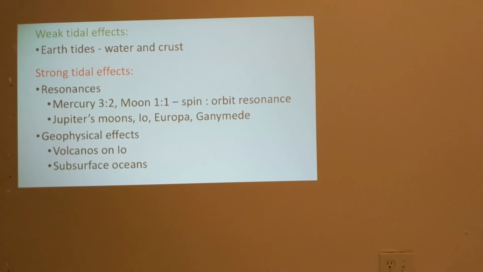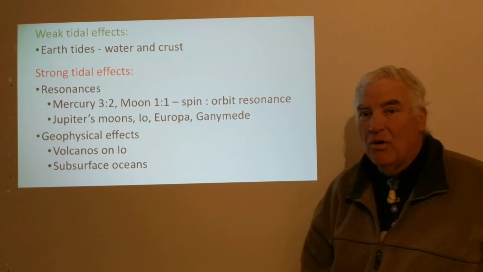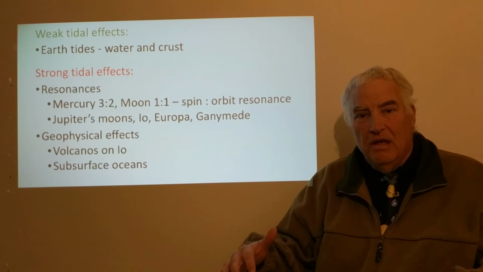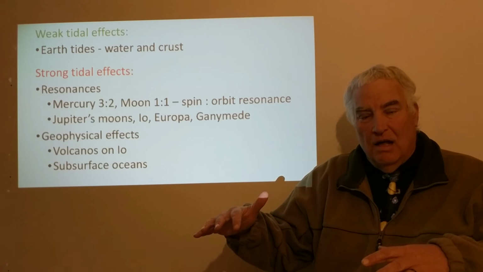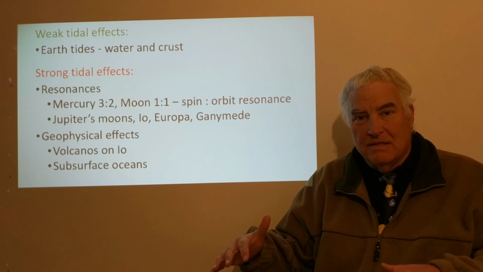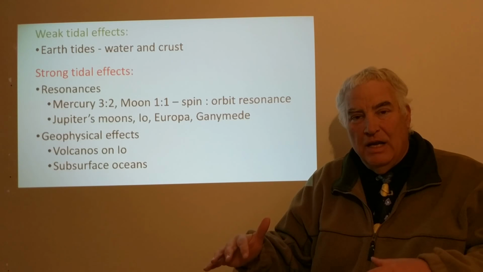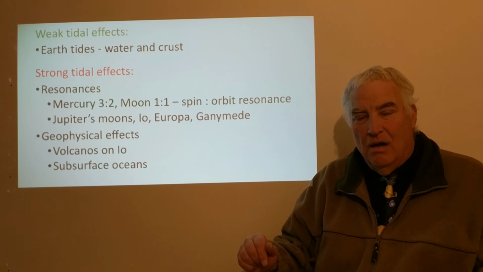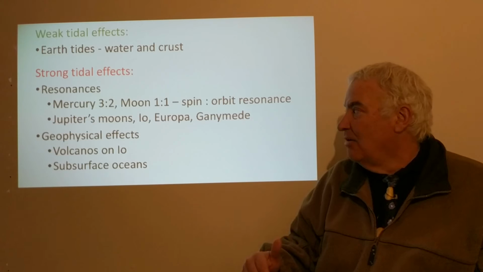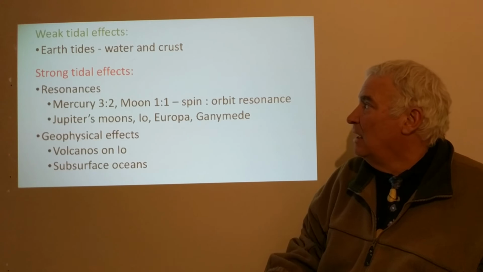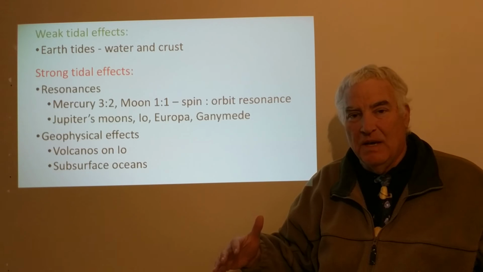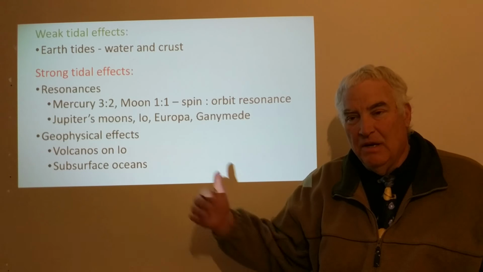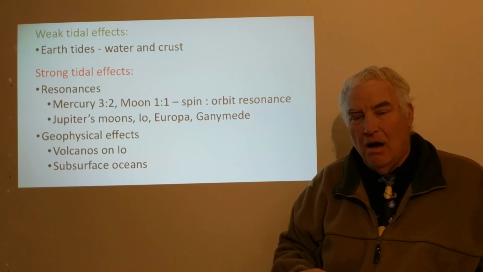So the tidal effects that I've just described are on the water and crust of the Earth. A mountain, for instance, will also rise and lower due to the tides, but only an inch or so every tide. So that's a very small effect. And this is a weak tidal effect because we can think of it as the Earth being a large object affected by a smaller object, the moon.